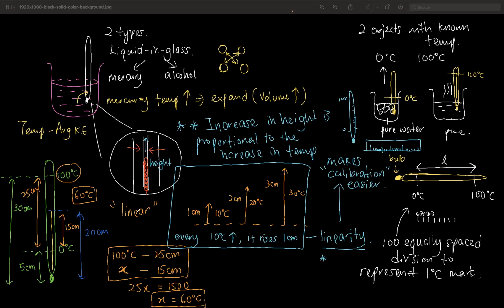Okay, so here I'm just finding what 1 cm represents. As long as you get what 1 cm represents, then you can find the temperature. Okay, so always when you are given this question, always find what 1 cm represents. And then you can find the temperature here. Okay, you want to take this, you can take this now.